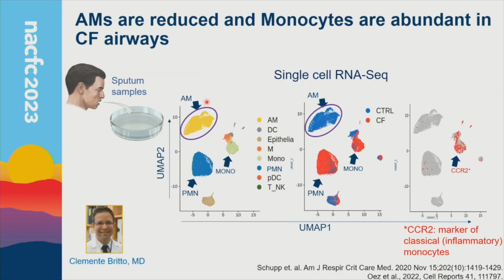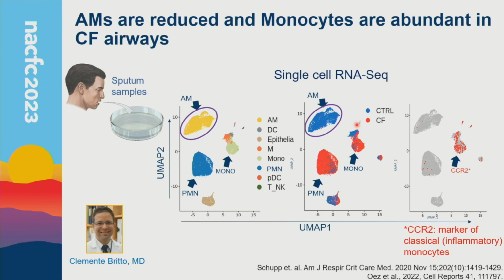A similar decrease in alveolar macrophages has been observed in CF patients. This has been reported by Dr. Brito and his lab members. In CF sputum samples, they saw decreased alveolar macrophages using single-cell RNA sequencing. They also saw increased recruitment of monocytes in the same CF patients.